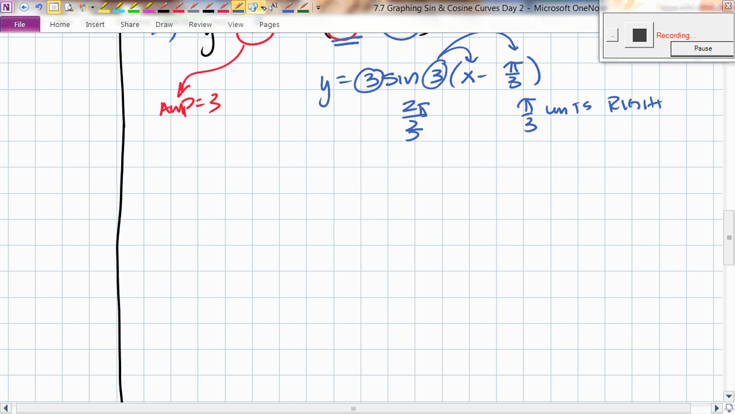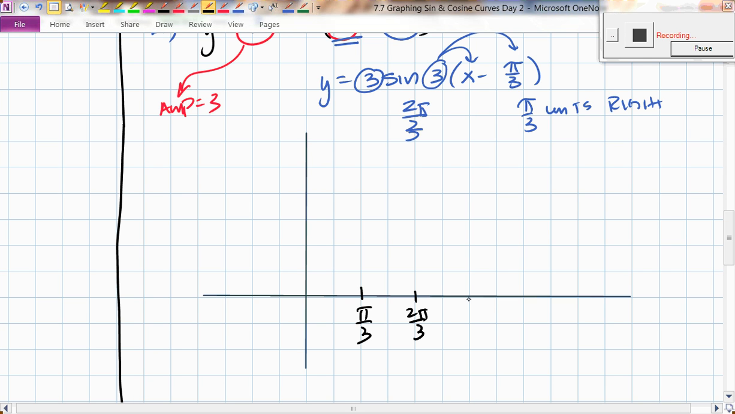So what we're going to do is graph this thing. We're going to have to do a phase shift first, okay? So the phase shift means we're going to go pi over 3 units to the right. We're going to count by units of pi over 3. So there's a pi over 3. This has to be 2 pi over 3. This has to be pi, because that would be 3 pi over 3. Then this has to be 4 pi over 3, and this would be 5 pi over 3.